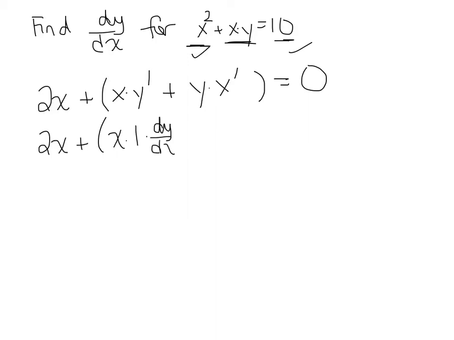If we actually work all that out, we'll get x times 1 times dy/dx. That's what you're going to put anytime you see that y prime. Plus y times 1, right? The derivative of x is just 1. We did not take the derivative of a y term there. We left the y alone, so there's no dy/dx. And we have our 0.